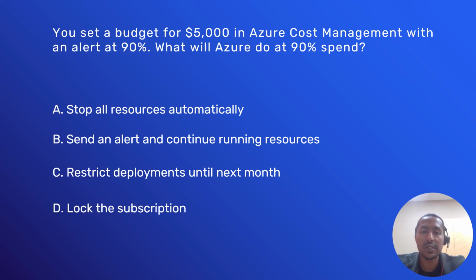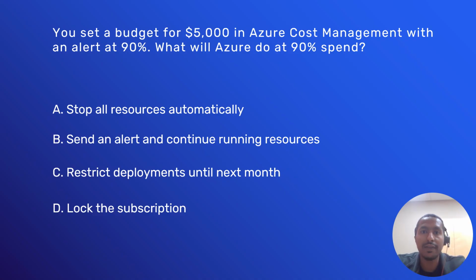Option A, stop all resources automatically. And this one is not the correct answer because Azure doesn't stop or shut down your resources based on budget alerts. Budget tracking is informational and not a control mechanism.